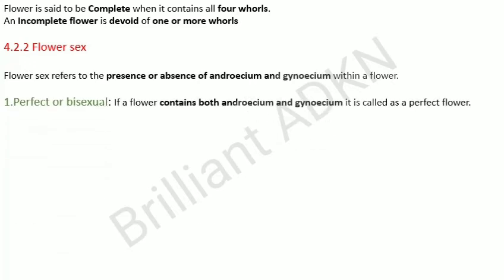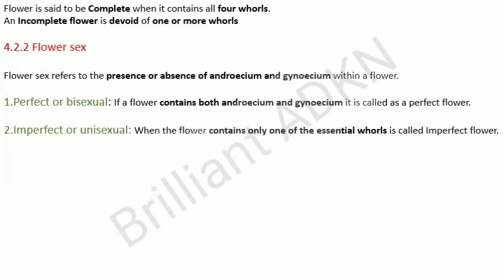We are going to see the perfect or bisexual flowers. If a flower contains both androecium and gynoecium, it is called a perfect flower or bisexual flower. Next, the imperfect or unisexual flowers. When the flower contains only one of the essential whorls, it is called an imperfect flower. That is, either androecium or gynoecium will be present in the flower. Uni means one, so it is a unisexual flower.